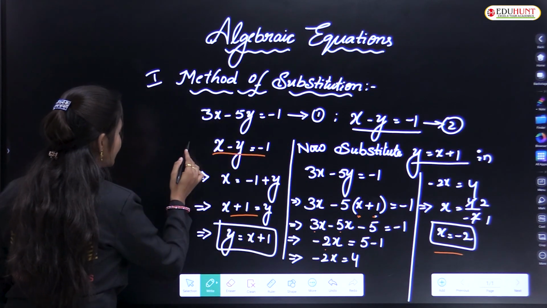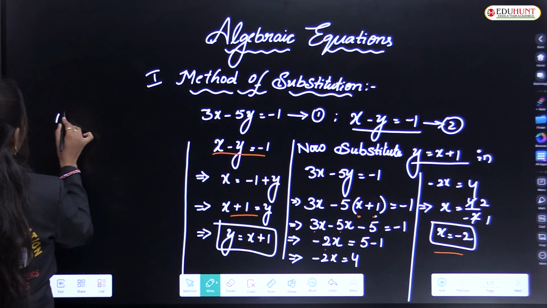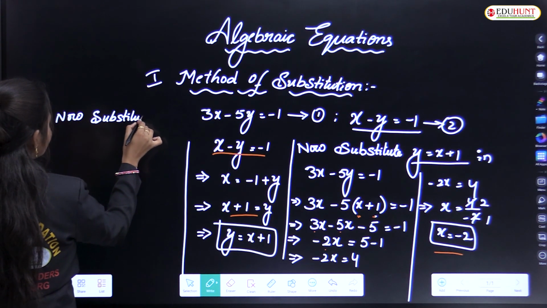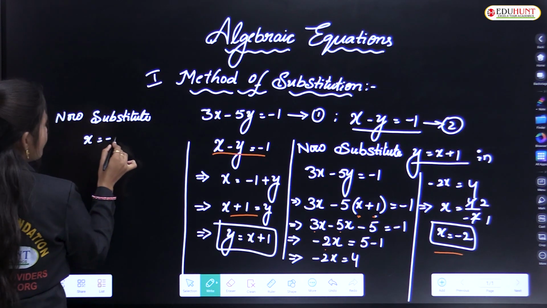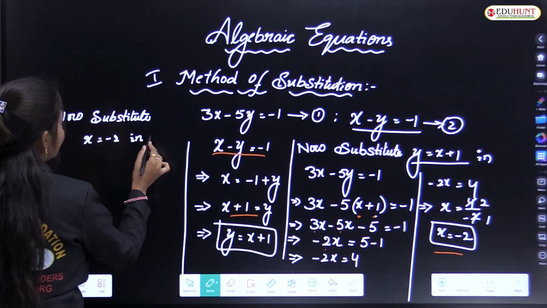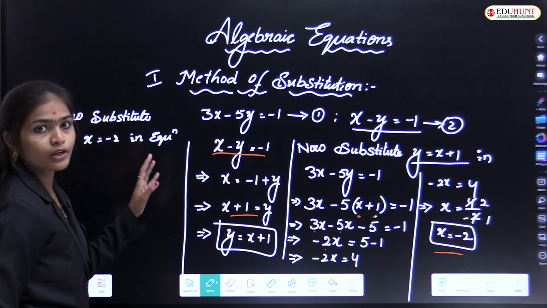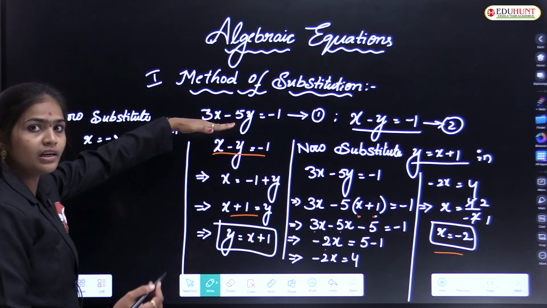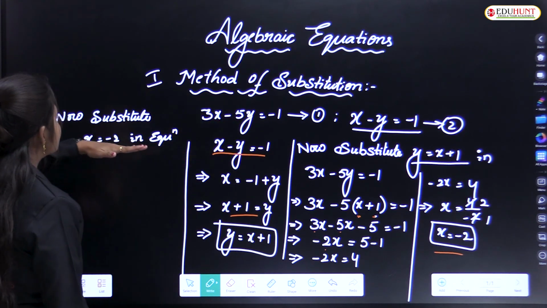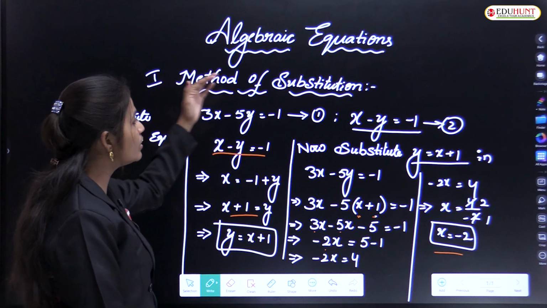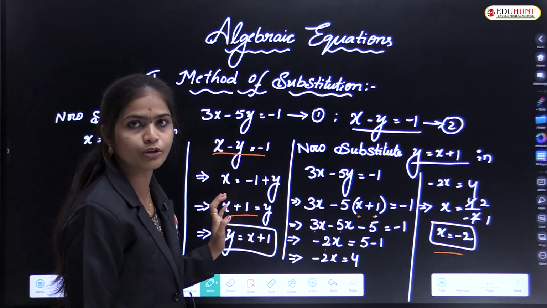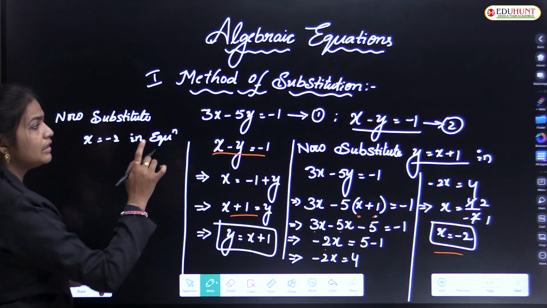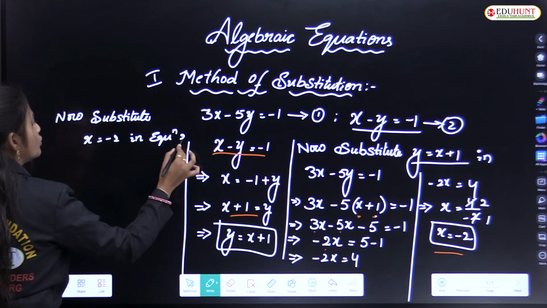So x equals minus 2. Now substitute x equals minus 2 in the second equation or the first equation, that is your wish. In any one of the equations, if you substitute x equals minus 2 in the first equation, then also you will get the y value. And in the same way, if you substitute x equals minus 2 in the second equation, then also you will get the same value only. So that is your wish. I want to substitute x equals minus 2 in the second equation, equation number 2.